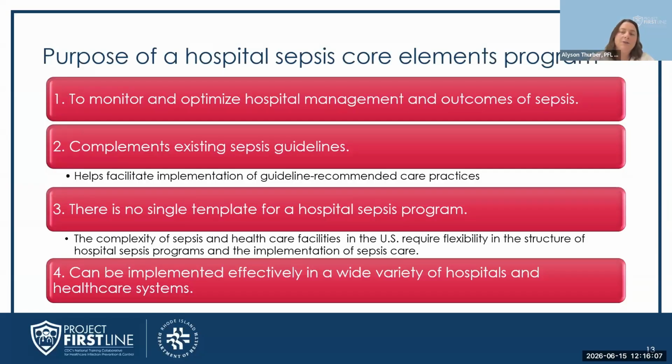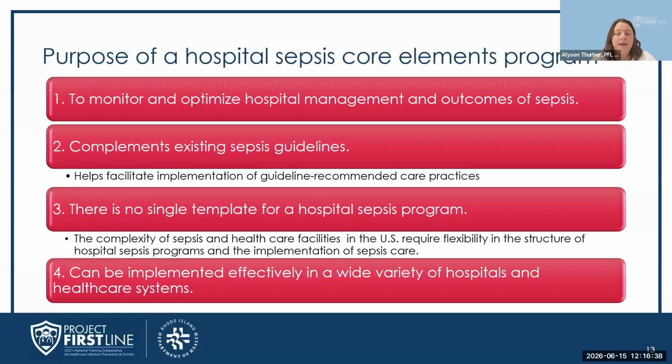So the core elements of hospital sepsis programs are intended to monitor and optimize hospital management and outcomes of sepsis. They complement existing sepsis guidelines and help facilitate implementation of guideline-recommended care practices that apply to a broad range of persons with sepsis, including adults, children, women, and those who are postpartum. It's important to know that there's no single template for a hospital sepsis program.